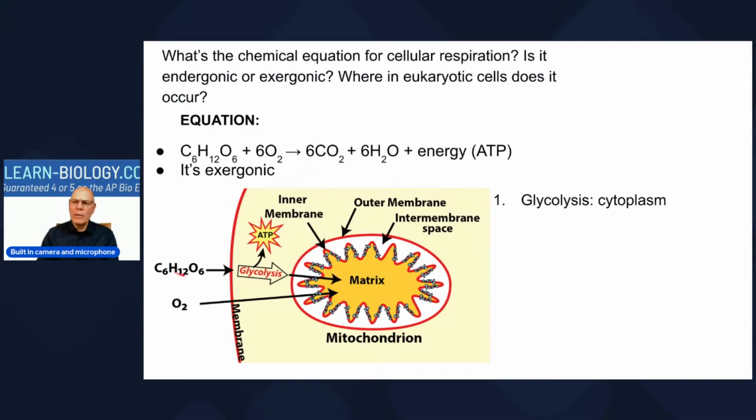So in this diagram, what we have is glycolysis, which occurs in the cytoplasm. It's followed by a series of reactions that are called the link reaction. The link reaction brings the products of glycolysis into the mitochondria.